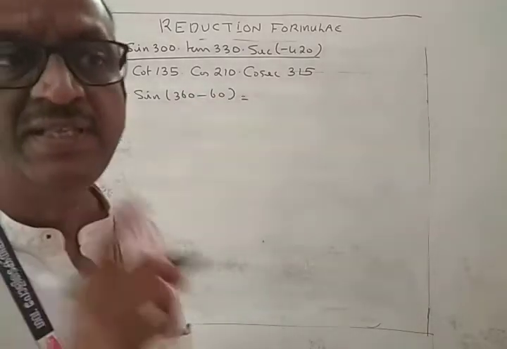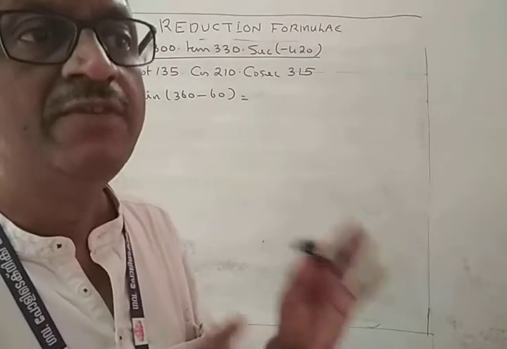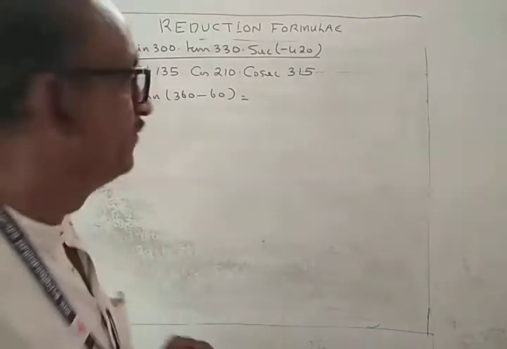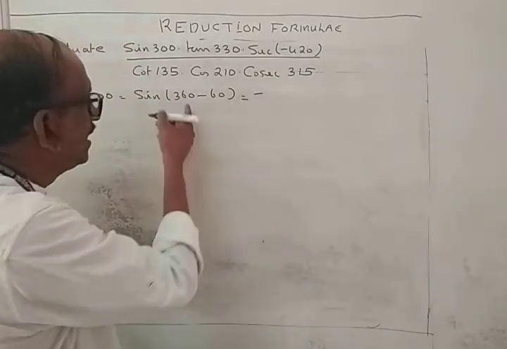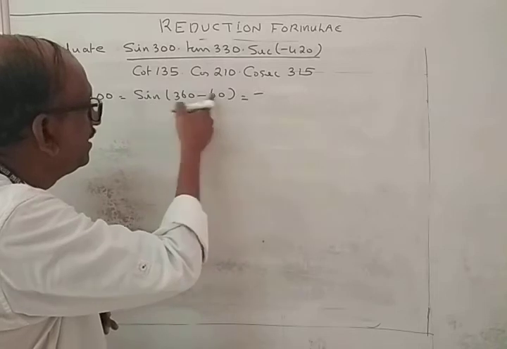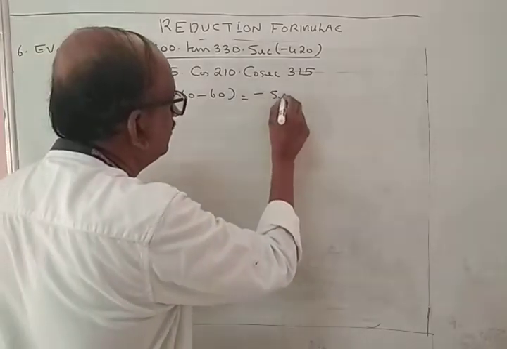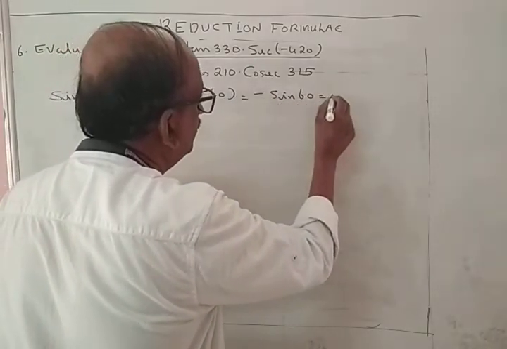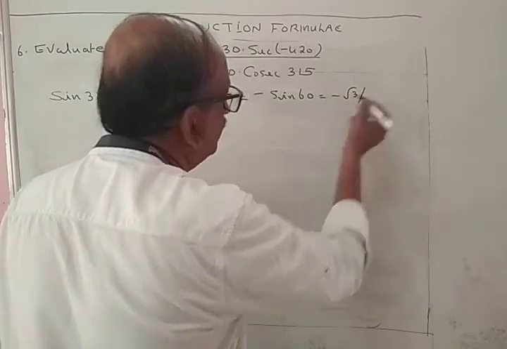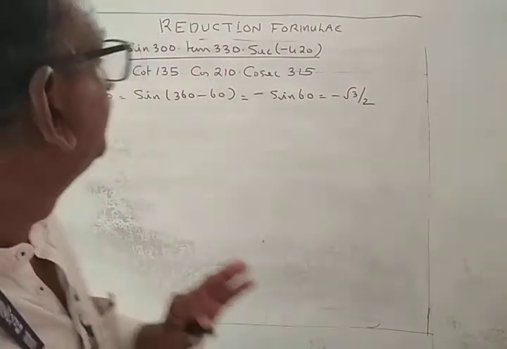Sin 300 is the same as sin 360 minus 60, fourth quadrant, therefore sign is negative. Since this angle is 360, the answer is sin 60. Sin 60 is root 3 by 2.